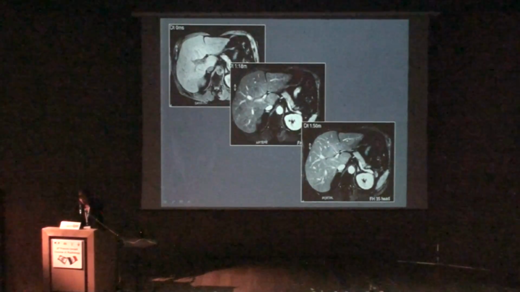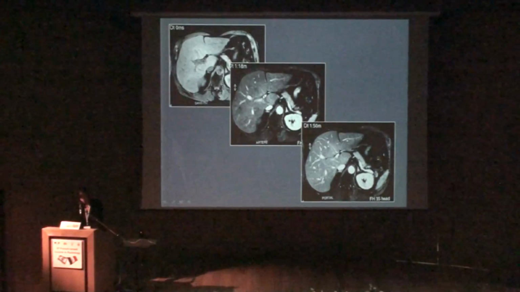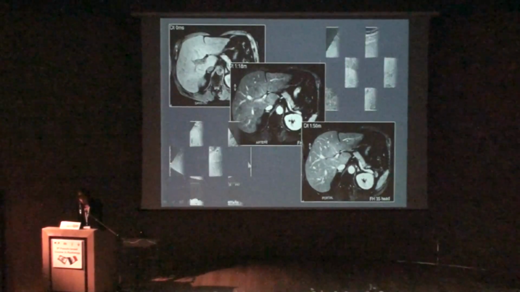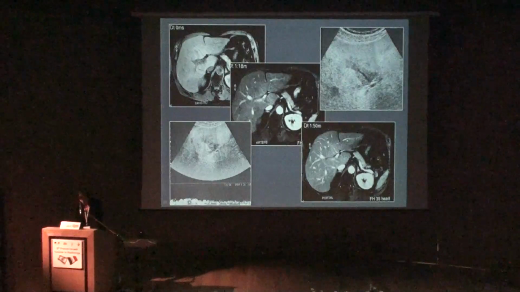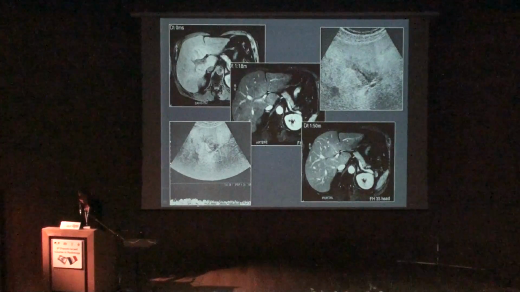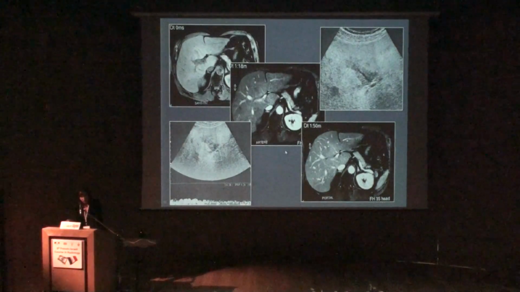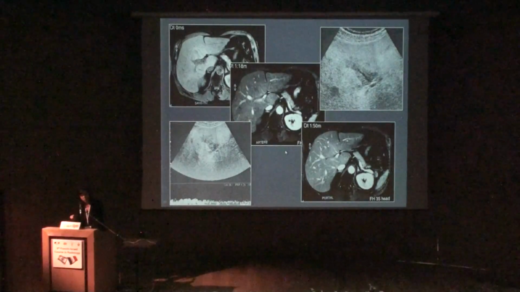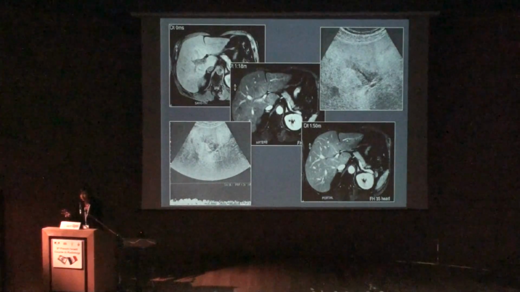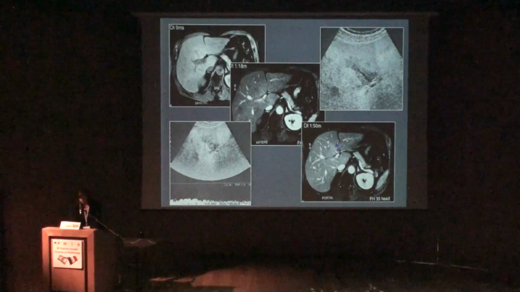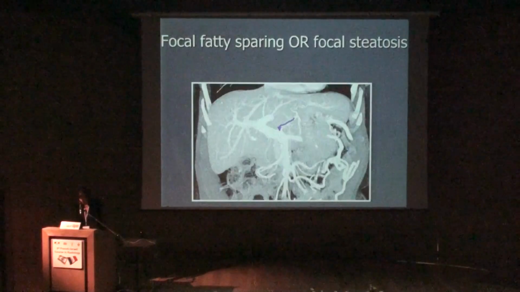And we can see that the vessel is enhancing not on arterial phase imaging, but on portal phase imaging. And indeed, if we do a Doppler, we can see that it's a portal venous flow. So this is the example and the explanation of focal fatty sparing. Okay. And we can see this here.